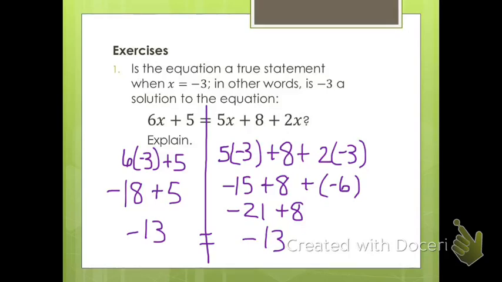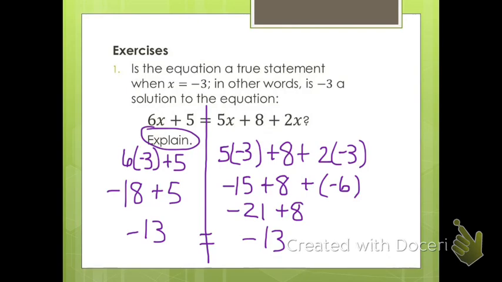Okay, here's my result for exercise 1. I put in negative 3 everywhere there was an x, and I evaluated the left-hand side and the right-hand side separately, and found that they're both equal to negative 13 when you put a negative 3 in. Therefore, x equals negative 3 is a solution to the equation, and the reason for that is because the left side equals the right side when I evaluated it. So that's the explained part right here. That's really all you need to say.